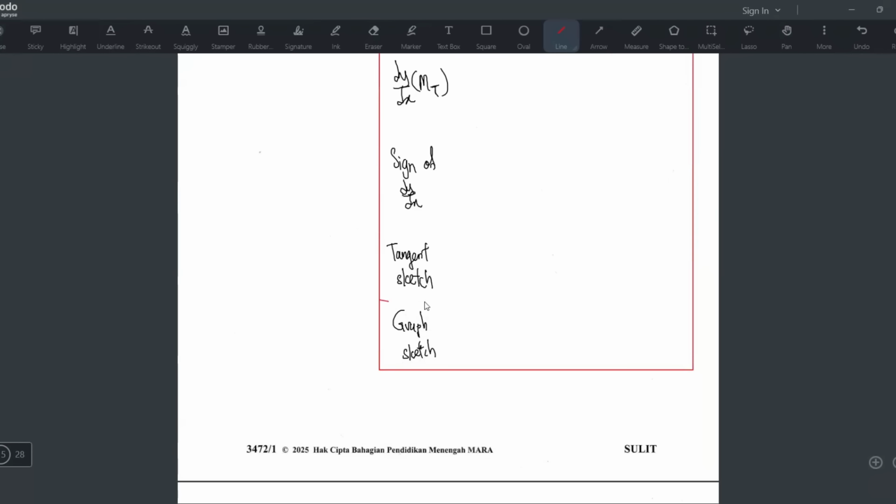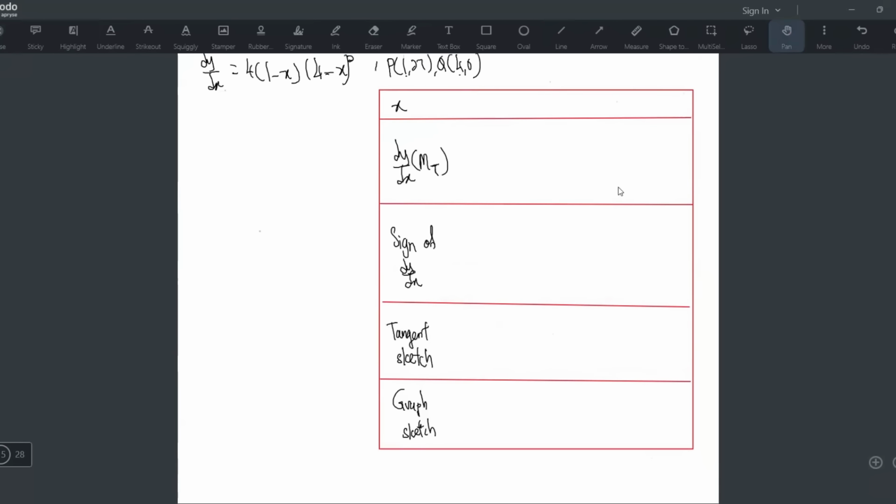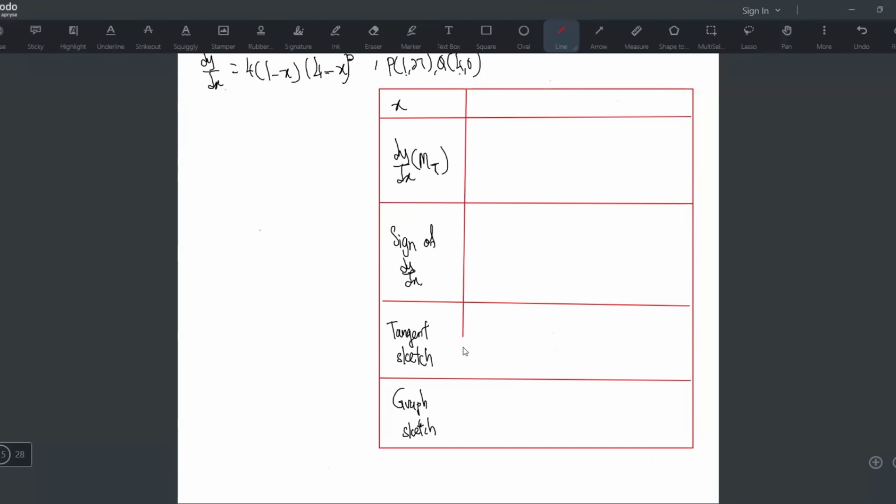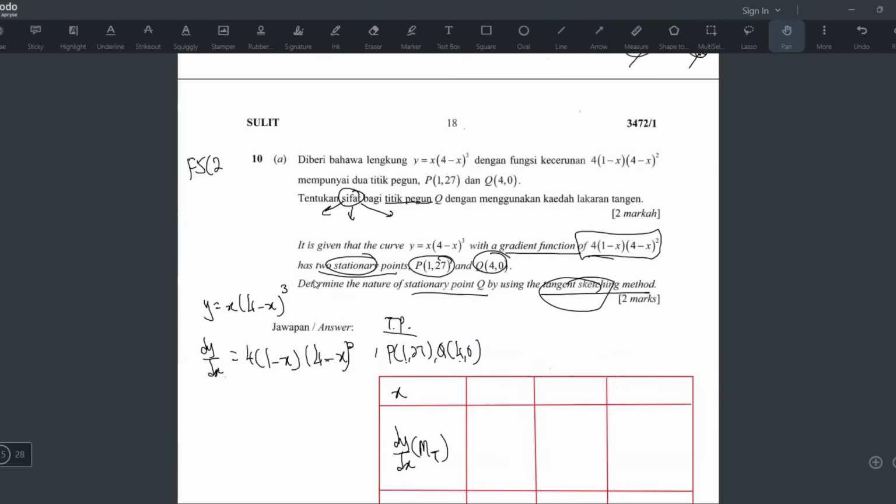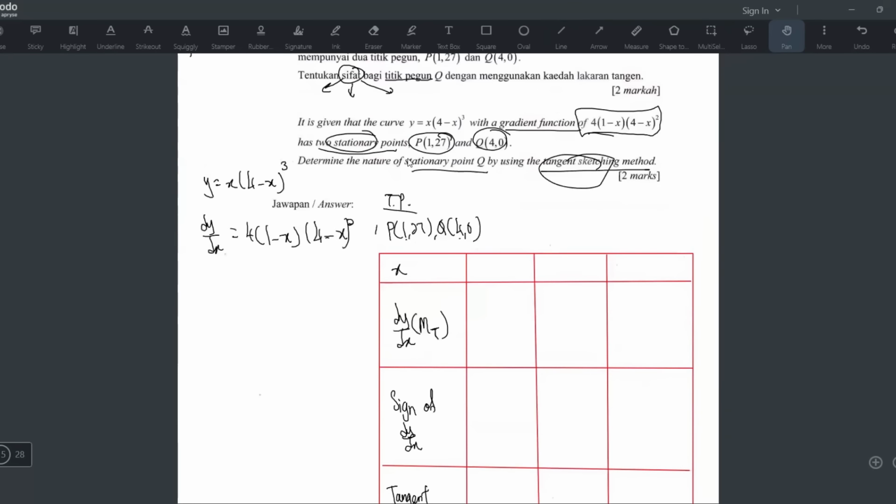So there will be a line here, and then this line will go like this. There should be 3 columns here. The middle one is for the turning point x coordinate, right? So we already have the turning point, that's why we don't need to do it already.